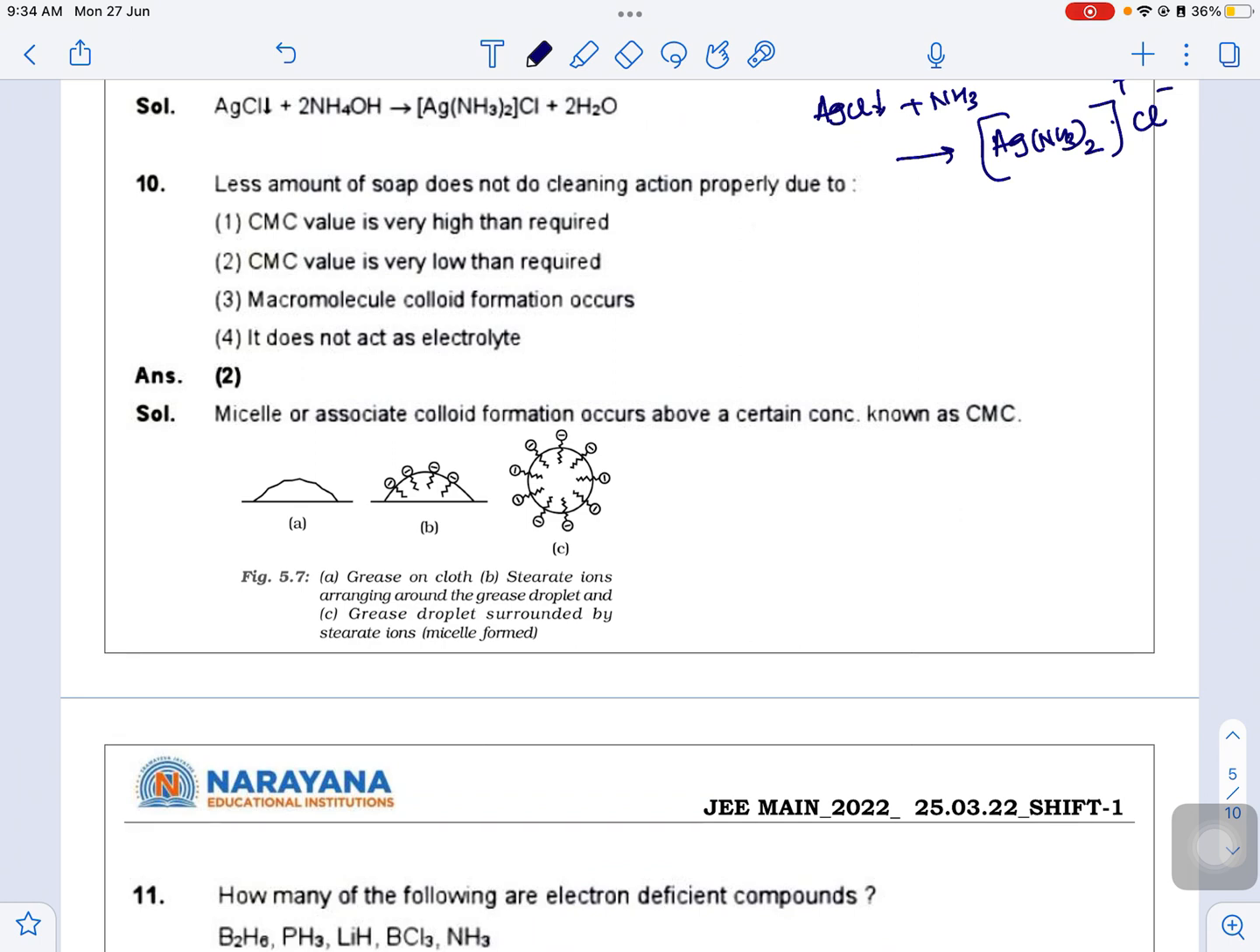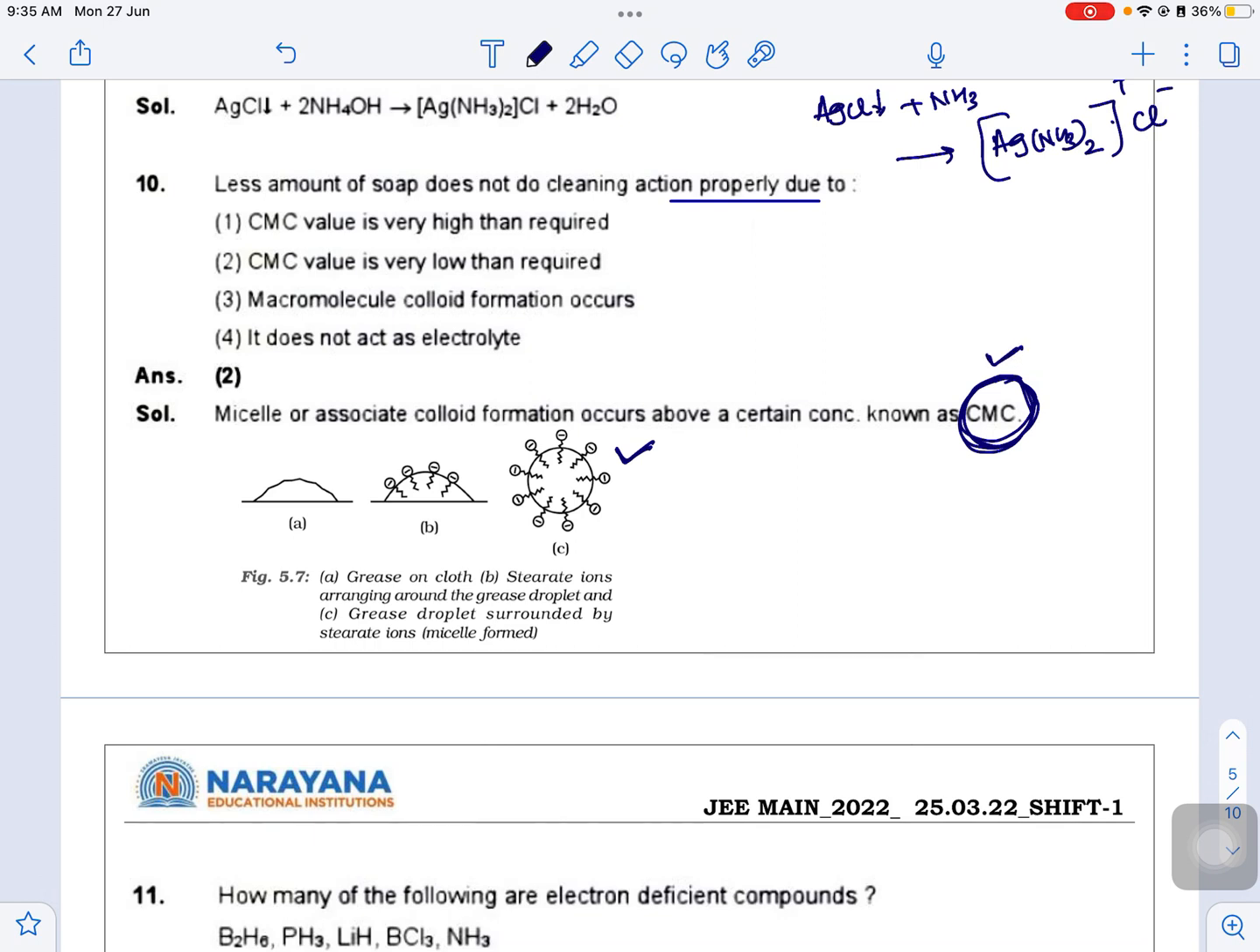So next question is based on the action of soaps. Less amount of soap does not clean properly due to... We know that soap clears the dirt by forming micelles. The micelle is formed in water when the concentration exceeds the CMC. Above a certain concentration, soap forms micelles, that is called the critical micelle concentration.